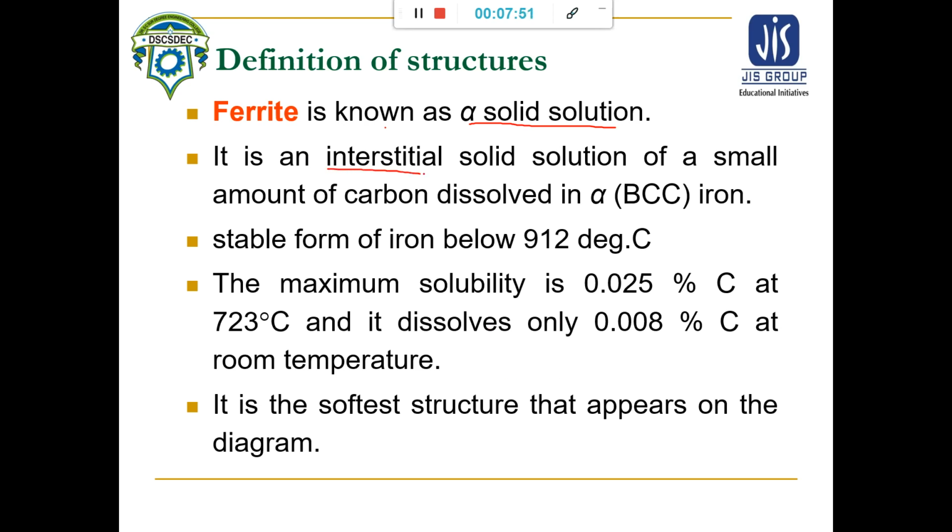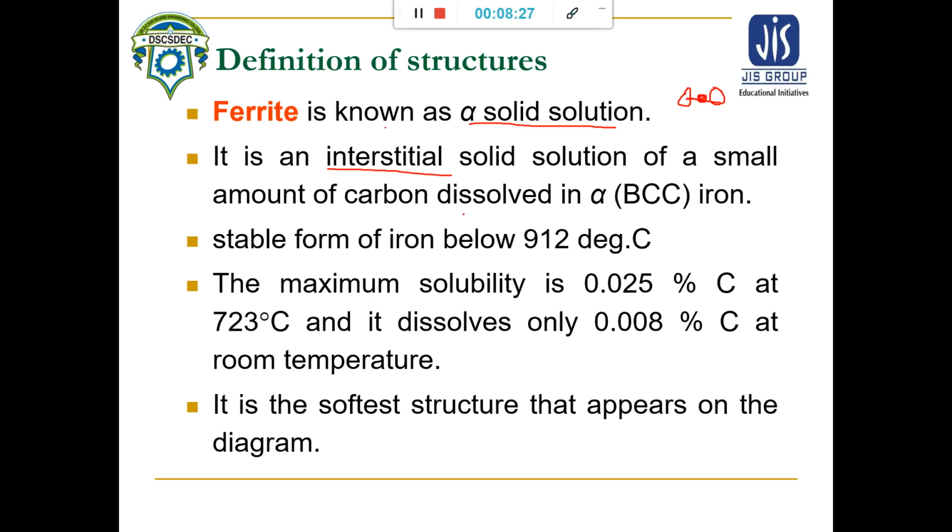What do you mean by interstitial solid solution? Interstitial solid solution means that if there are two Fe atoms, in the position in between them a small carbon atom may sit, and this structure gives the interstitial solid solution. It is formed by dissolving a small amount of carbon in BCC alpha iron.